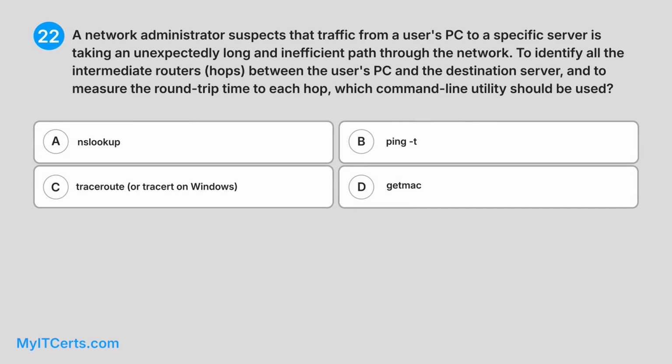22. A network administrator suspects that traffic from a user's PC to a specific server is taking an unexpectedly long and inefficient path through the network. To identify all the intermediate routers, hops, between the user's PC and the destination server, and to measure the round-trip time to each hop, which command line utility should be used?